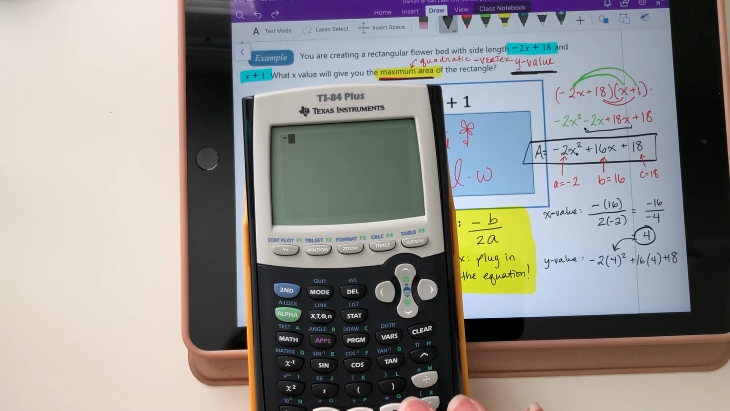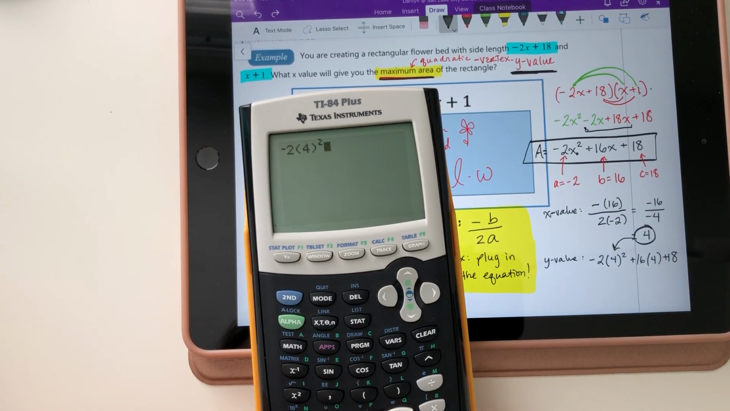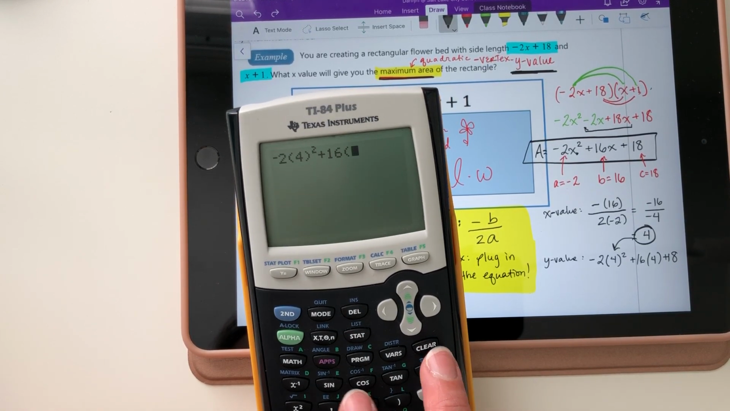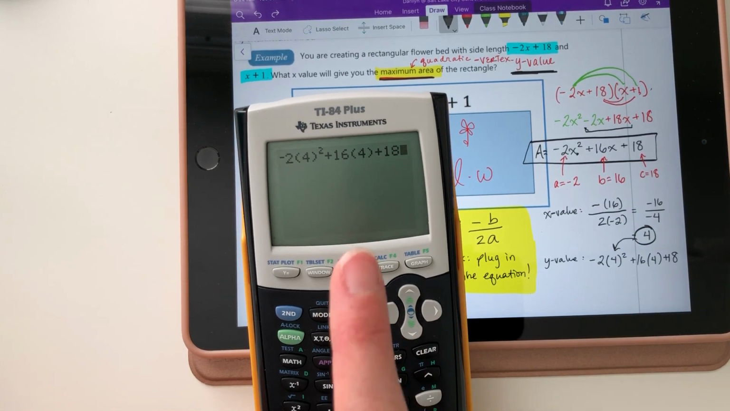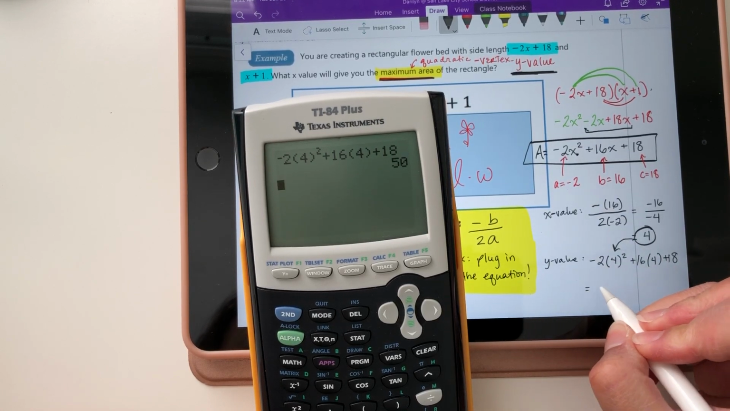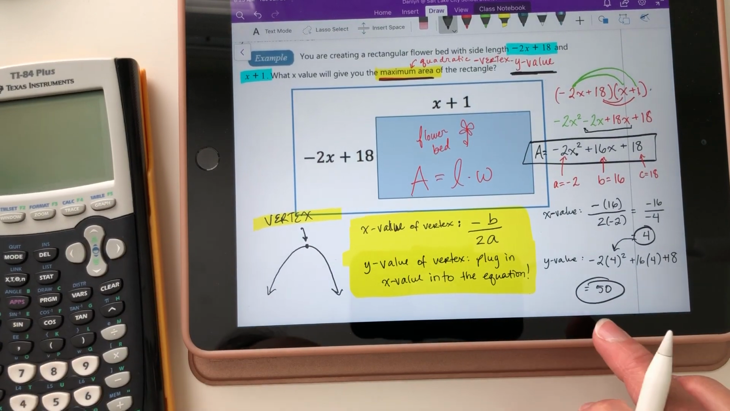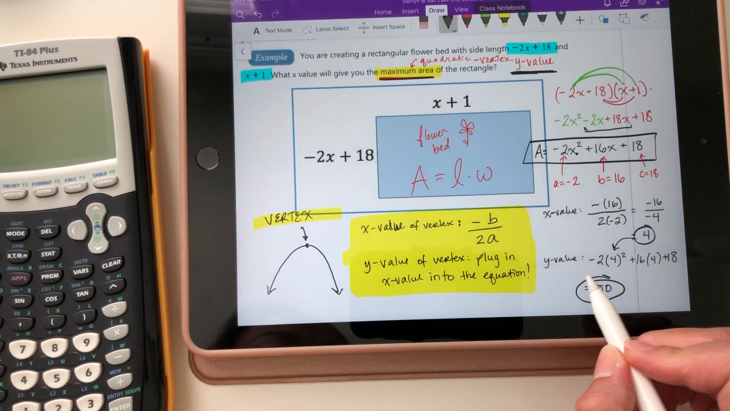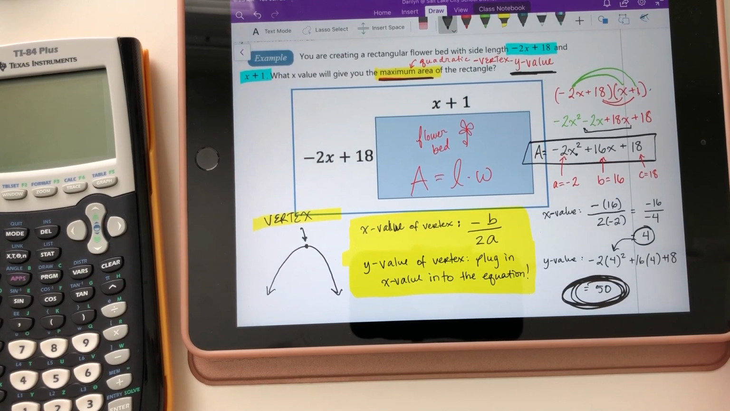So I have negative 2 times, as long as you put it all in parentheses, 4 squared, plus 16 times parentheses 4, plus 18. See how I literally just plugged it all in? This calculator will do order of operations for you. It's really nice. So I just press enter, and then I get 50. That tells me the maximum area of this rectangle is 50. And that is the solution for that question.